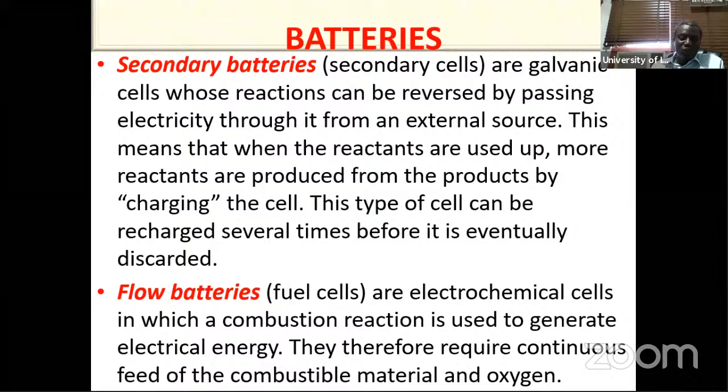But the thing is that it is continuous. It's only when you supply combustible materials, hydrogen and oxygen, or you supply methane or whatsoever, that you have electricity produced. So in the absence of that, there's no electricity. So the flow batteries means you are supplying energy and the energy is being converted to electricity.